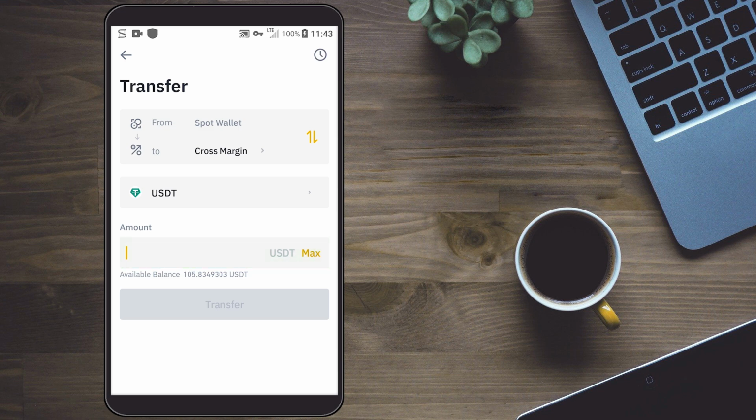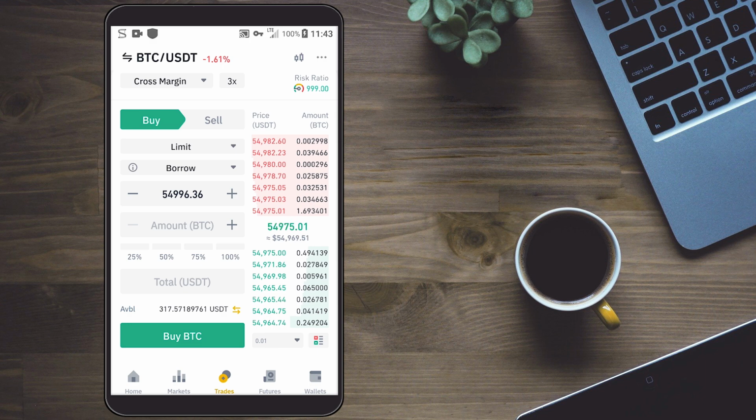I just touched max, so all of my available USDT in the spot wallet will be transferred here. Pay attention that I am transferring 105 USDT. I touch transfer, and the transfer was successful. And if you look here, you can see that I have 317 USDT available for trading. I transferred 105, but in cross margin, the capital will be increased up to 3 times. So now I have 317 USDT available for trading.